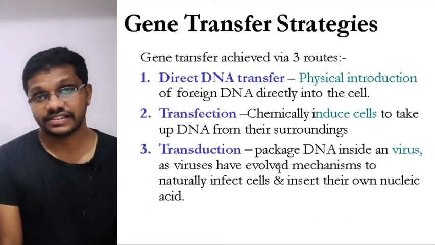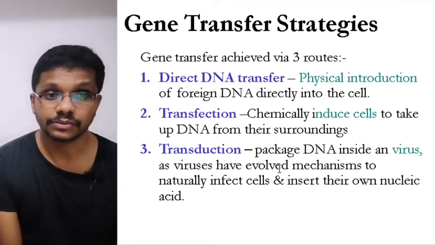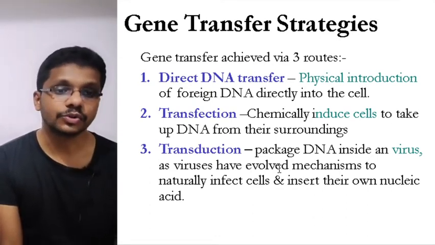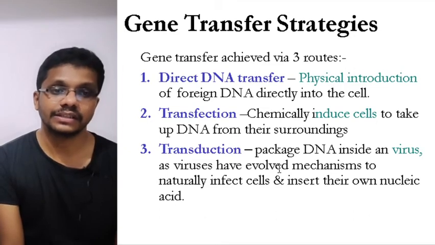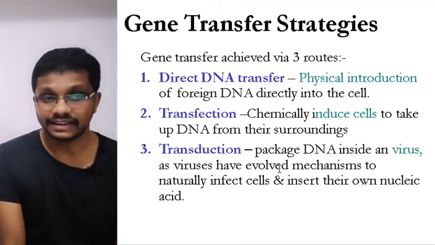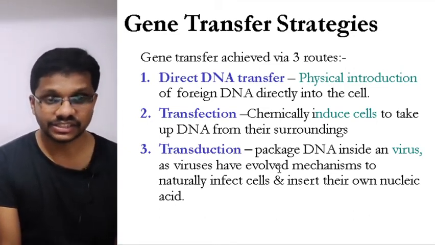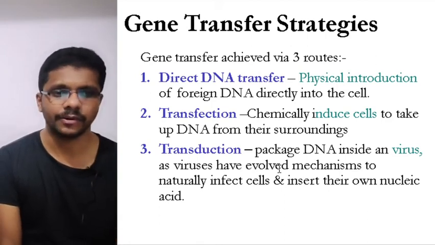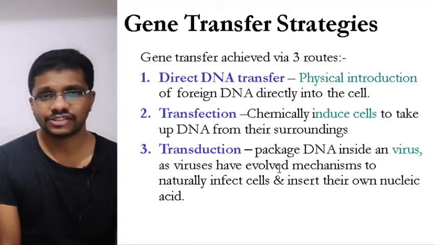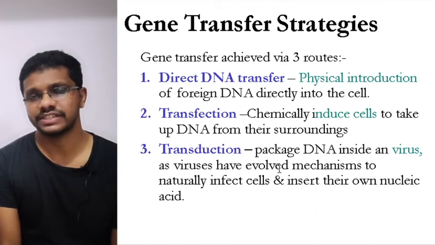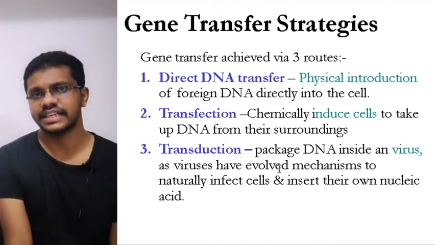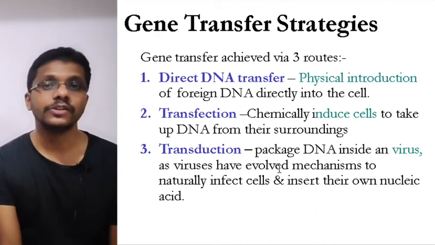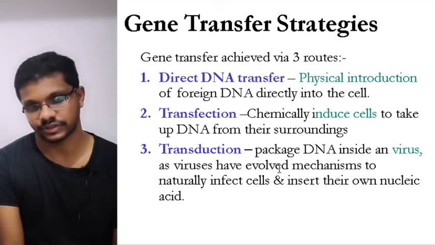Gene transfer strategies can be divided into three. So the different methods we are using can be divided into three. One is direct DNA transfer, second is transfection, and finally we have transduction. Direct DNA transfer is actually the physical methods. We have many physical methods by which we can transfer the DNA from the test tube into the cell. Those methods are called direct gene transfer.